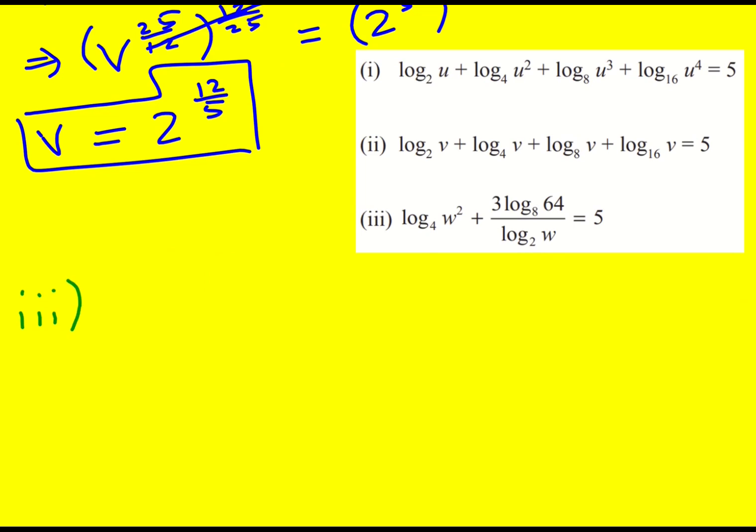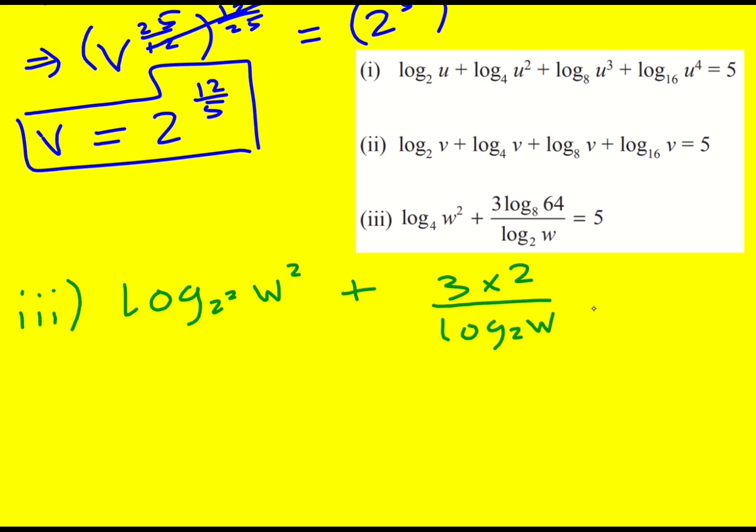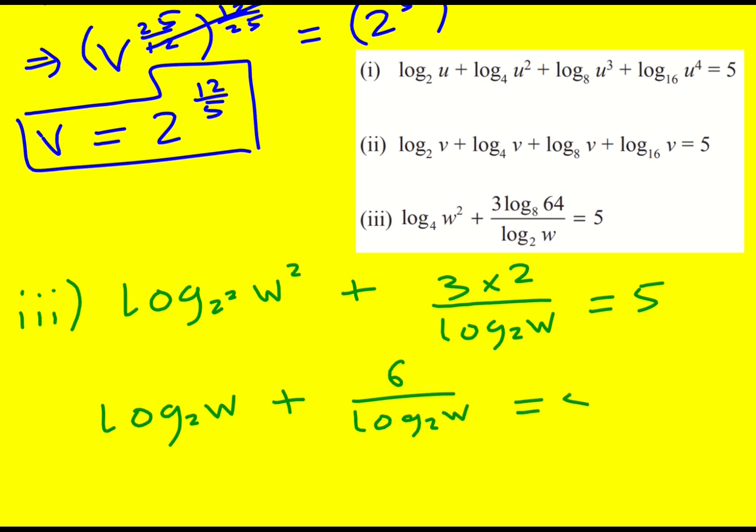So we've got log to base 2 of w, and therefore I think it's going to make sense to write this as 2 squared, w squared. And then actually log to base 8 of 64 is, well, we need to think about what we raise 8 to get 64. It's just going to be 2. So I can just replace that. And then I can use part A and write this as log to base 2 of w plus 6 over log to base 2 of w is equal to 5.